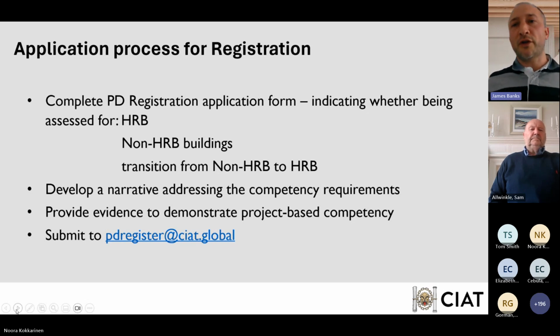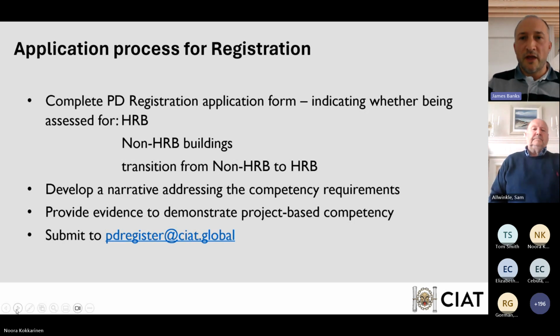If you just choose to be a non-HRB PD, that's perfectly acceptable to us. And then moreover, in time, if you initially get non-HRB registration and you want to move on and get your HRB registration, there's 3 respective forms and processes to go through and criteria that you would need to demonstrate.